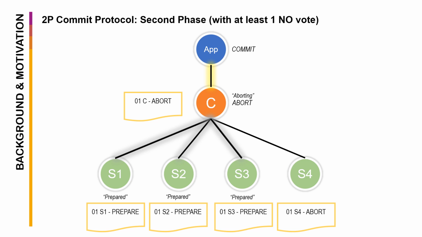Each subordinate, after receiving an abort, moves to the aborting state, force writes an abort record, sends an ACK to the coordinator, and then aborts the transaction and forgets it. The coordinator, after receiving ACKs from all the subordinates that were sent a message in the second phase, writes an end record and forgets the transaction.